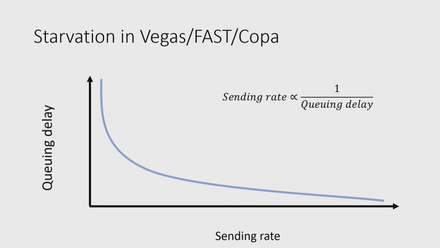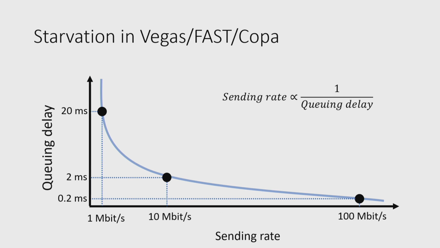Before I go into the proof, let's look at an example of a certain family of congestion control protocols, including Vegas, Fast, and COPA. While all these three have very different dynamics, they have the same equilibrium behavior, which is that they send at a rate that is inversely proportional to the queuing delay. To put some numbers into this, if the queuing delay is 20 milliseconds, they send at 1 megabit per second. If it's 2 milliseconds, they send at 10 megabits per second. And if it's 0.2 milliseconds, they send at 100 megabits per second.